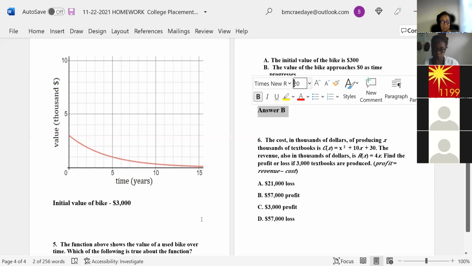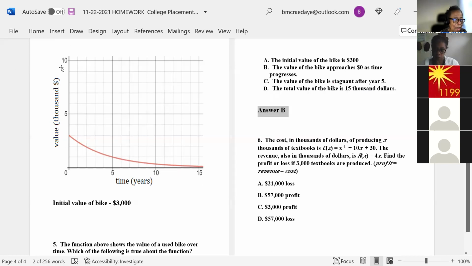I think that one is correct. Okay, very good. But some people said 300. Notice, when you read your graph, you've got to see what it says. It says value in thousands of dollars. And Vanessa said, see, 1, 2, 3. It's right here at 3. That's $3,000. That's the initial value, not 300.